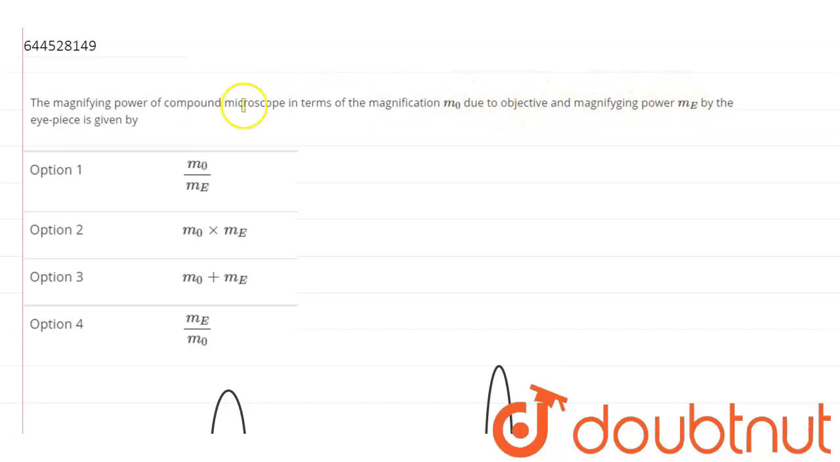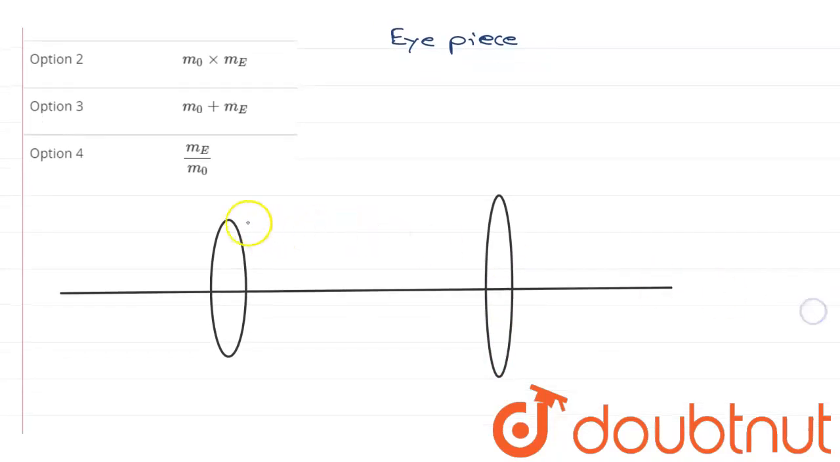The magnifying power of a compound microscope, in terms of the magnification M0 due to the objective and the magnifying power ME of the eyepiece, is given by. So in a compound microscope we have two lenses. One is called the objective and the other one is called the eyepiece. And the way they are arranged is something like this. There is the objective and there is the eyepiece.